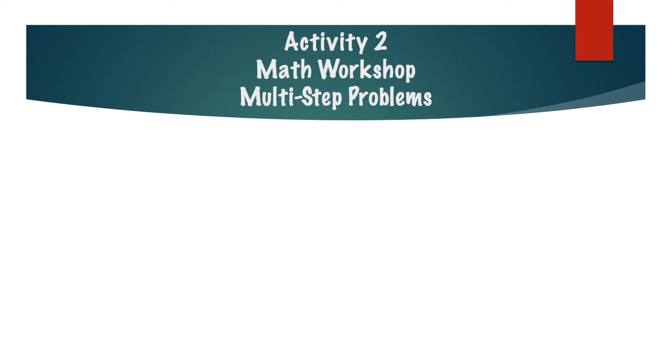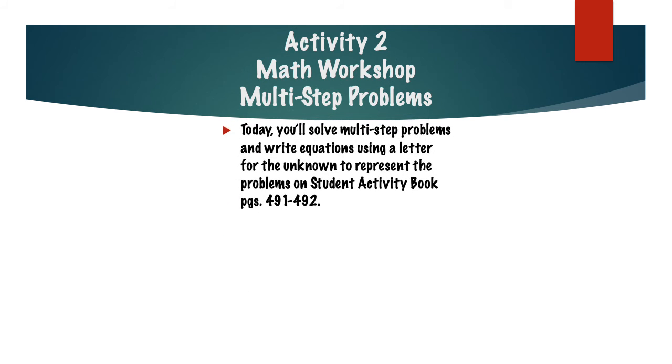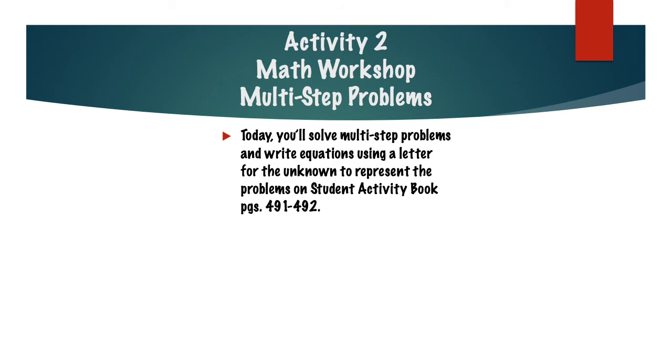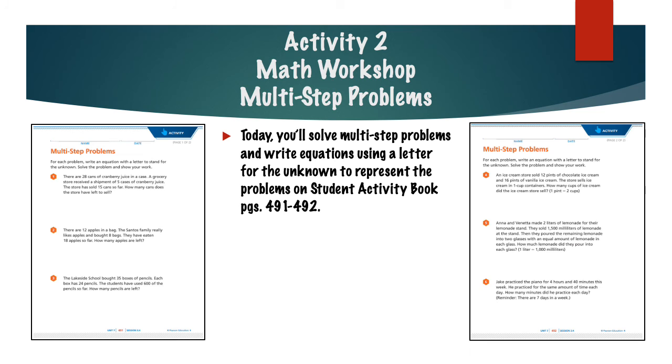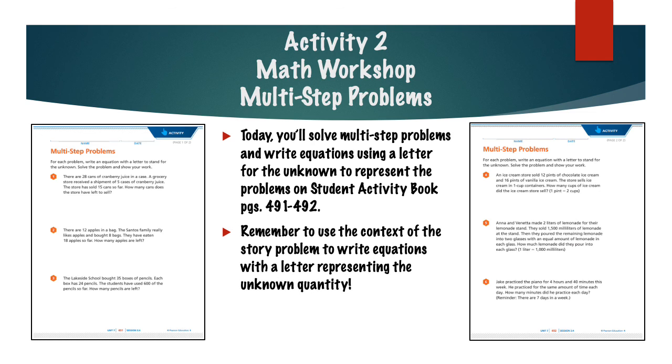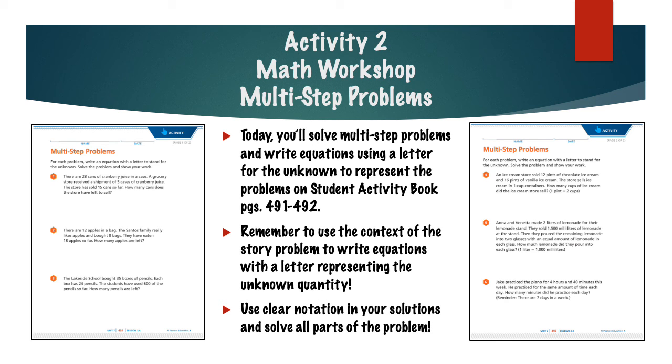Activity 2, Math Workshop, Multi-Step Problems. Your job today is to solve multi-step problems and write equations using a letter for the unknown to represent the problems on Student Activity Book pages 491 to 492. Remember to use the context of the story problem to write equations with a letter representing the unknown quantity. And make sure to use clear notation in your solutions and solve all parts of the problem.